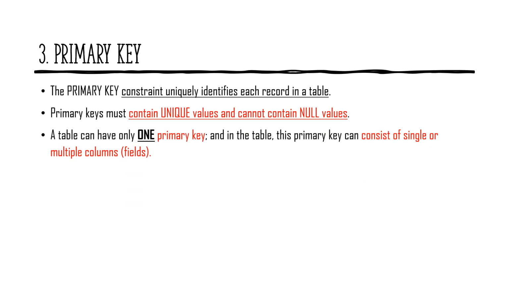And here let's take a look at a recap. The primary key constraint uniquely identifies each row in a table, and the primary keys must contain unique values and cannot contain null values. And on a table you can have only one primary key, and in a table your primary key can consist of either single or multiple columns.